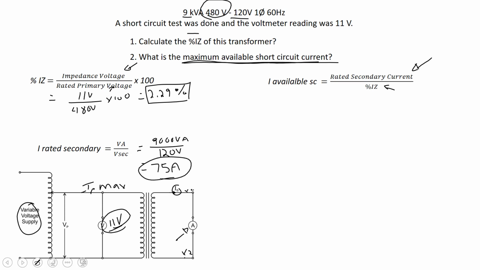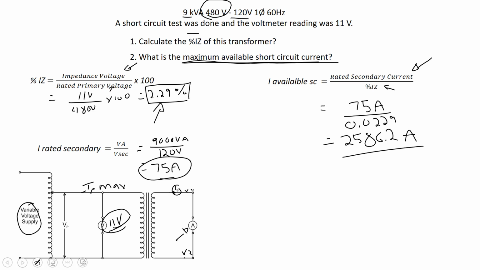I've got my percent IZ, so I can go ahead and calculate my available short circuit current. I'm going to put that in right now: 75 amps divided by 0.0229, expressed as a decimal. And that works out to about 2,586.2 amps. So it can put out over 2,500 amps in a short circuit condition.